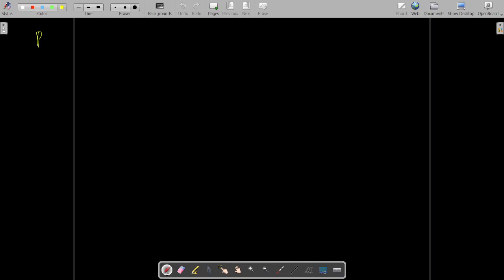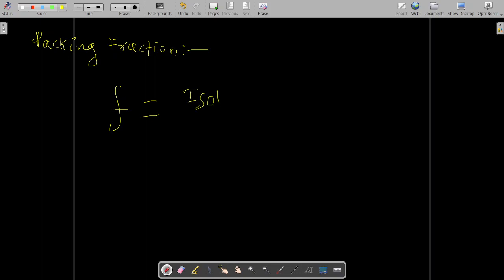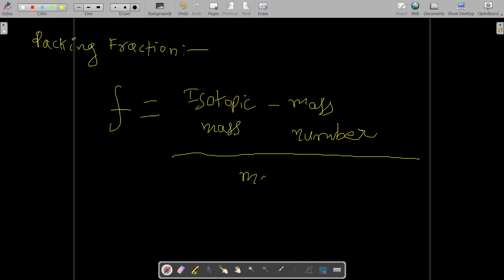So, packing fraction. Packing fraction is defined something like this: we will first take the isotopic mass, and we will subtract the mass number from it. As soon as we subtract the mass number, we will again divide it by the same, that is, the mass number.